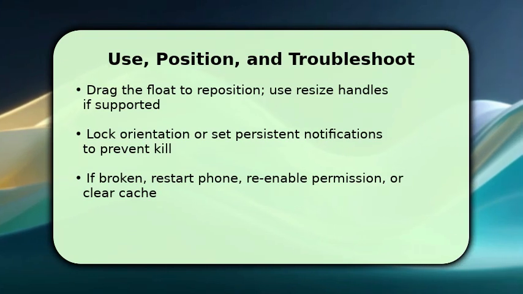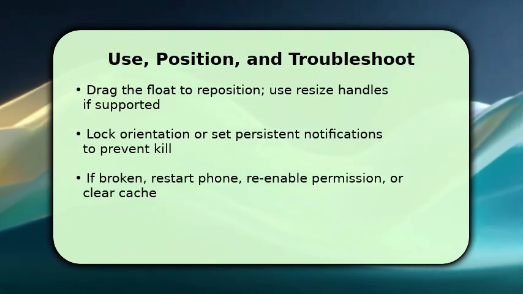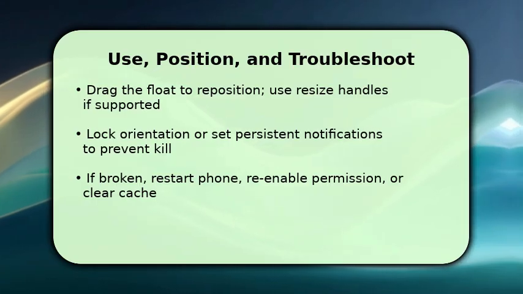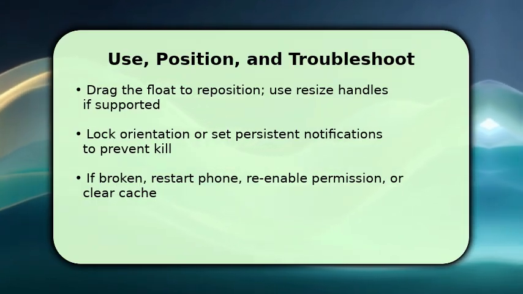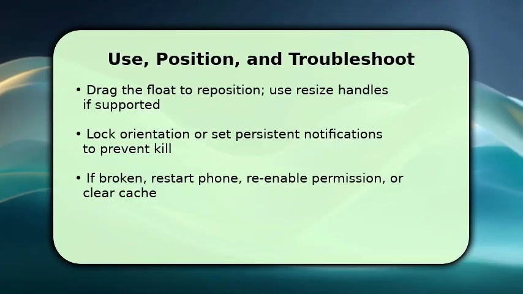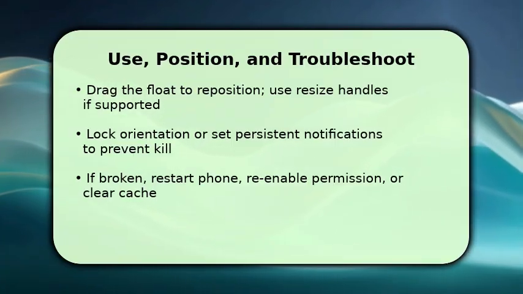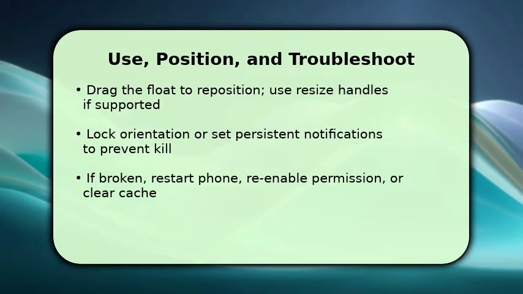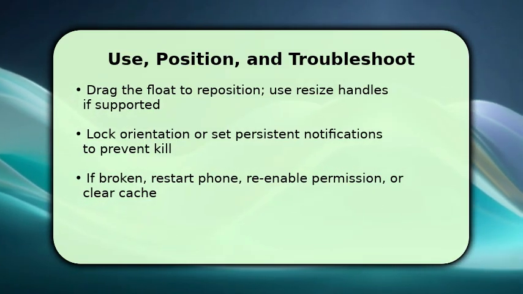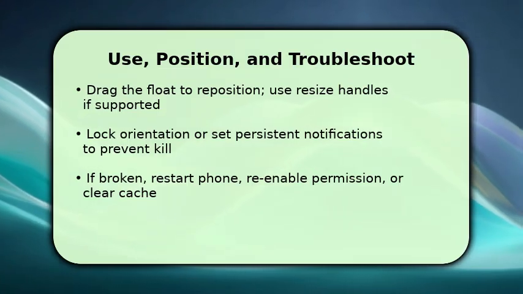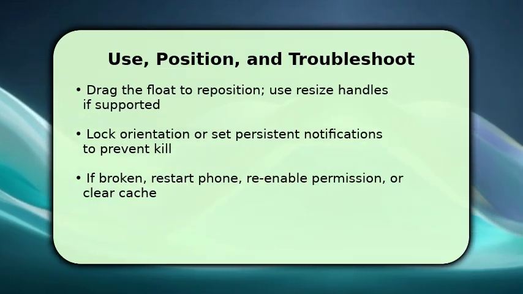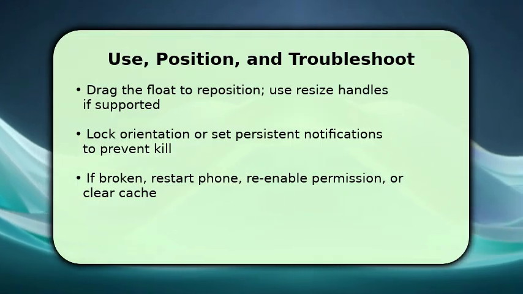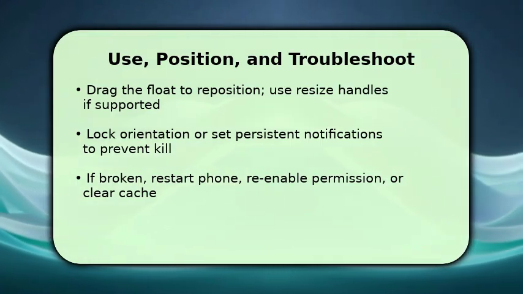Finally, start the app, summon the floating window via the sidebar or in-app control, then drag and resize it to your preferred position. Once done, lock orientation or enable a persistent notification so Android is less likely to kill the float in low-memory situations. If the floating window fails, reboot the phone first, then recheck floating window permission and battery optimization exceptions. If issues persist, clear the app cache or reinstall. These steps fix permission corruption and restore the floating behavior.